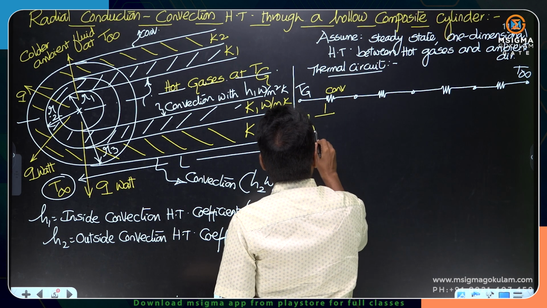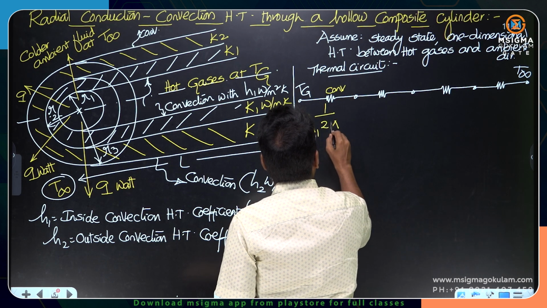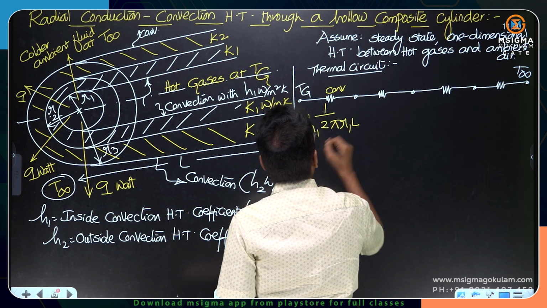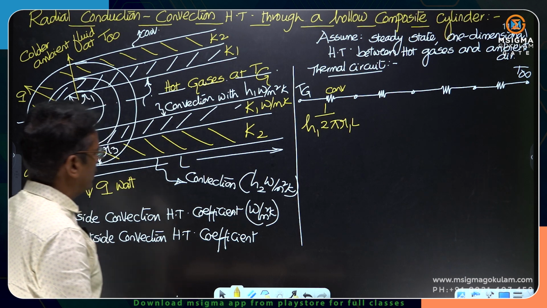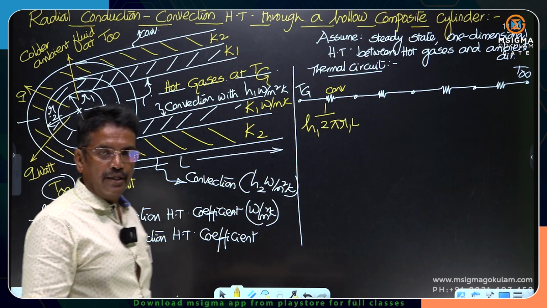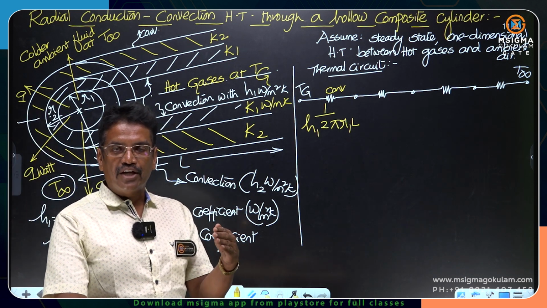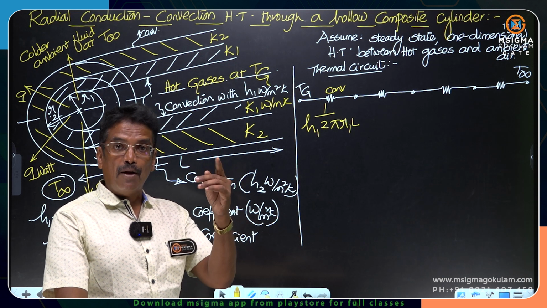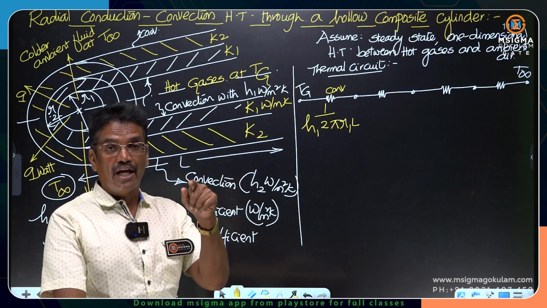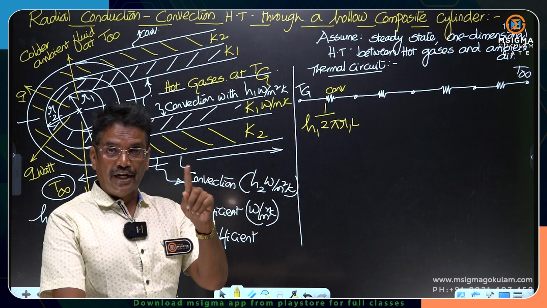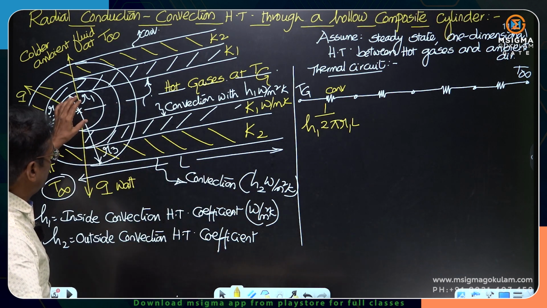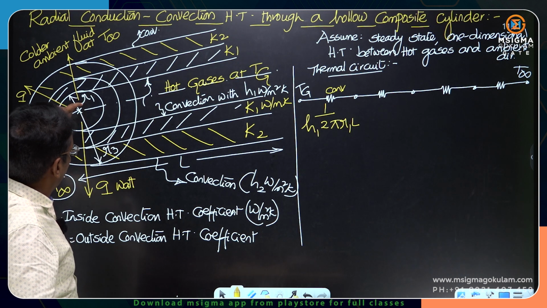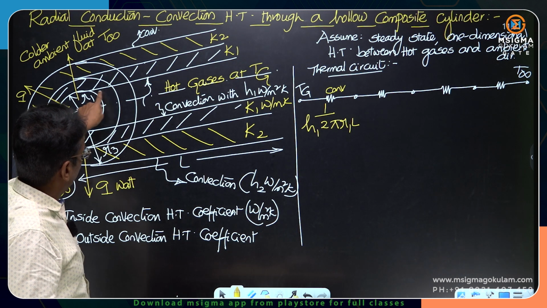What is the convection resistance formula? 1 upon hA. What is the area of contact inside? 2 pi R1 L. Mind that earlier also I had given you that convection resistance is given by 1 upon hA. What is that A? Area of contact between the fluid and the solid. What is the area of contact between the fluid and the solid at the inside surface? Look at this, 2 pi R1 into L.